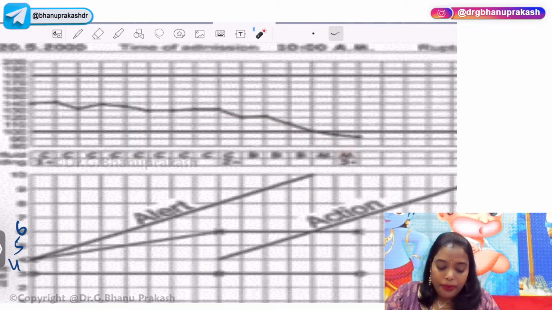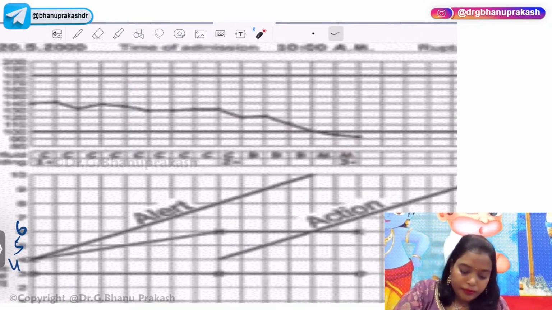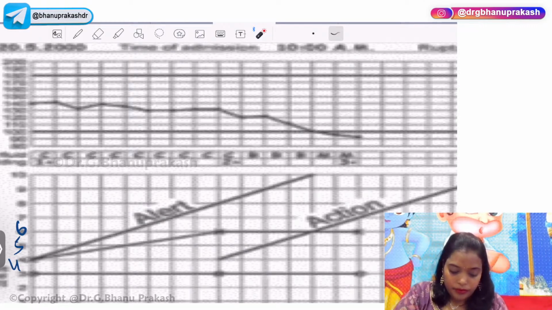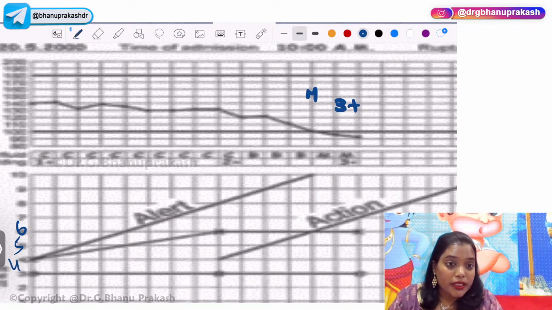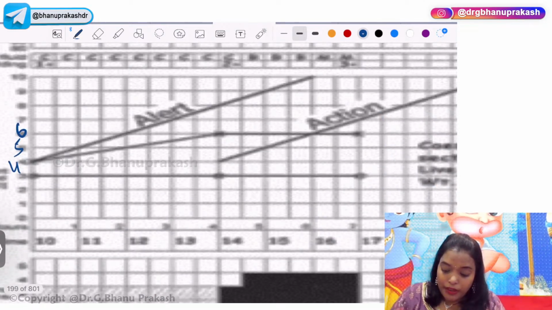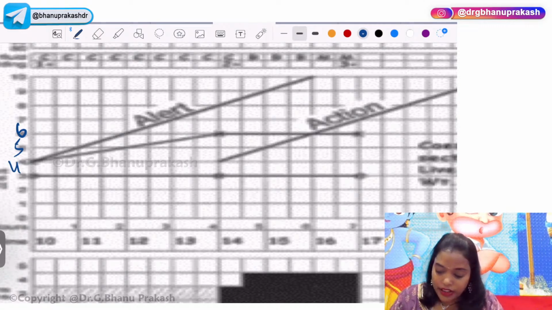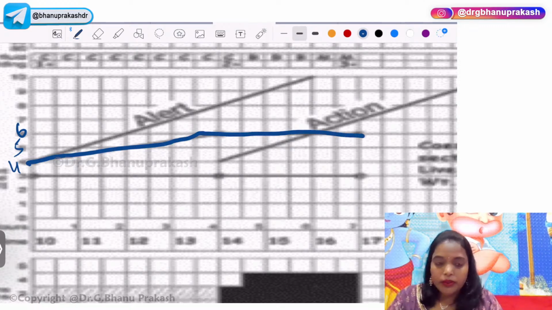What do you mean by M? M means meconium, right? 3 plus means 3 plus molding is there. Now, what is happening to the partogram here? Partogram has crossed the action line.